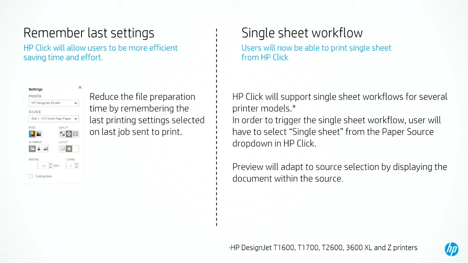The second new feature is the single sheet workflow. Users will be able to print on a single sheet. And how are they going to do that? They will take the single sheet and load it in the machine. The printer is going to measure the width and the length of that sheet. And afterwards, if we go to HP Click and select from the paper source drop down, we will see an option which is sheet. Then we will see the size of that sheet that we loaded on the printer in the preview area.